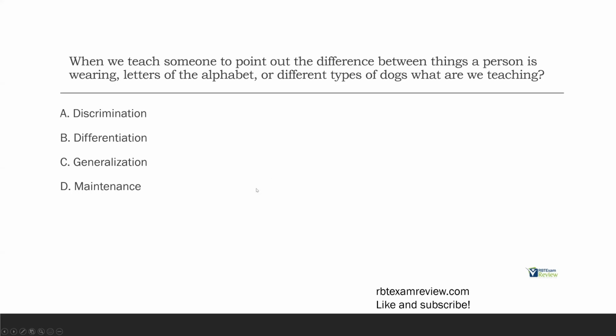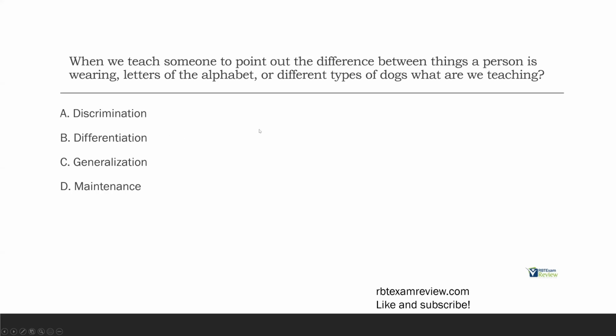Maybe the person's wearing a sweater or a jacket or a t-shirt. Letters of the alphabet, A, B, C. Different types of dogs, Chihuahua versus Pit Bull, right? If we're teaching them to tell the difference between stimuli, well, what are we teaching? Pretty easy, right? Discrimination, stimulus discrimination, okay? When we teach somebody the skill of being able to tell the difference between different stimuli, such as what a person is wearing, letters, or dogs, we're teaching stimulus discrimination or discrimination.